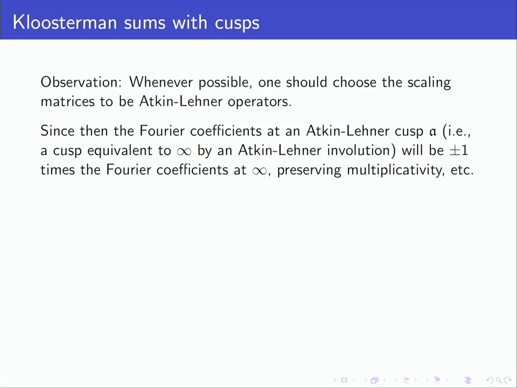Let's declare that an Atkin-Lehner cusp is one that's equivalent to infinity under an Atkin-Lehner operator. And so if you have a newform, or something that's an eigenfunction of an Atkin-Lehner operator, that means that the Fourier coefficients at infinity are, up to plus or minus 1, the same as the Fourier coefficients at your cusp A. And so if you pick a basis where the Fourier coefficients at infinity are multiplicative and have nice properties, then the same thing holds automatically for these other cusps. If you just take an arbitrary cusp, then the Fourier coefficients can be a lot more complicated. So that's the reason why we always want to pick Atkin-Lehner operators to be our scaling matrices.